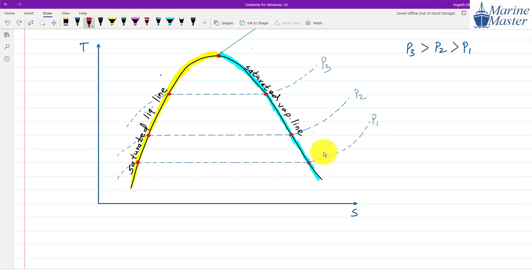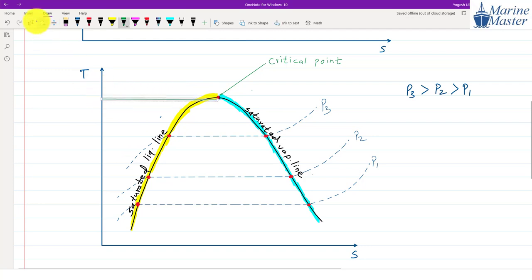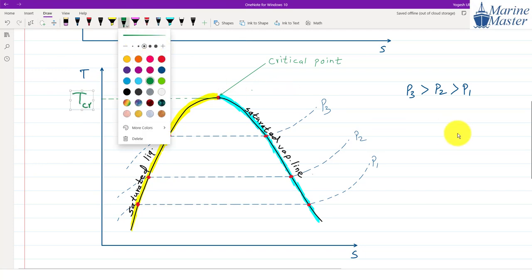We are discussing a very, very important point. The temperature at the critical point, guys: from that point, I'm going to draw one dotted line. Observe this dotted line I'm drawing to show the temperature of that particular point. That temperature, the temperature at the critical point, we will say is the critical temperature. We denote critical temperature by TCR.